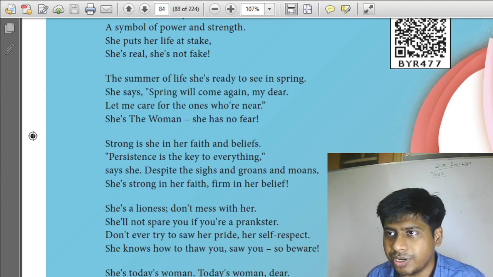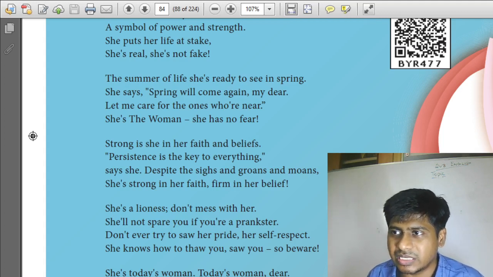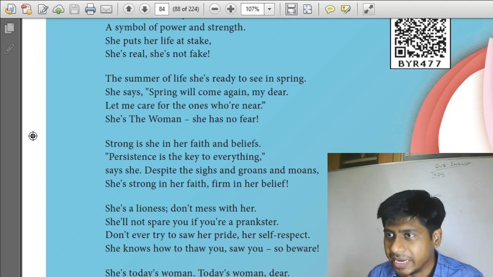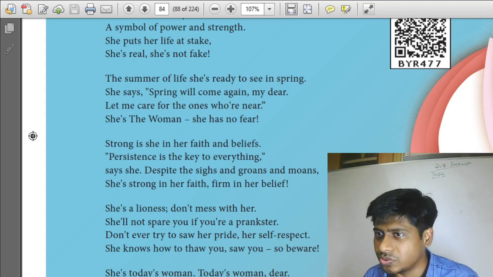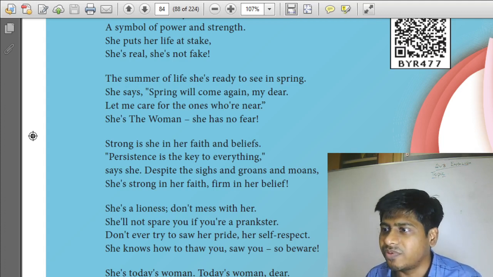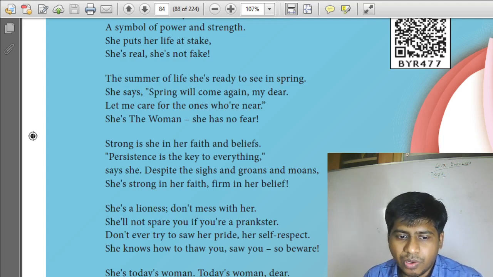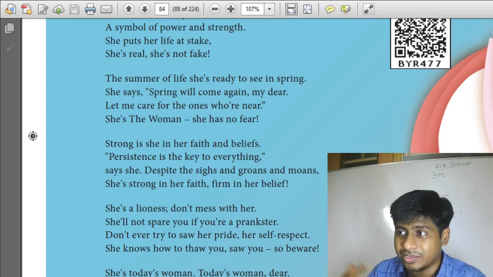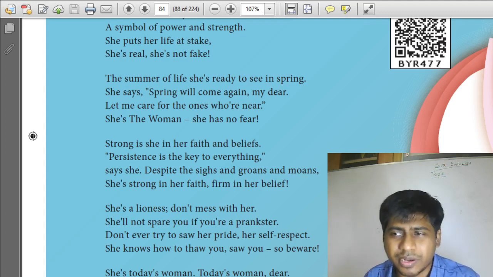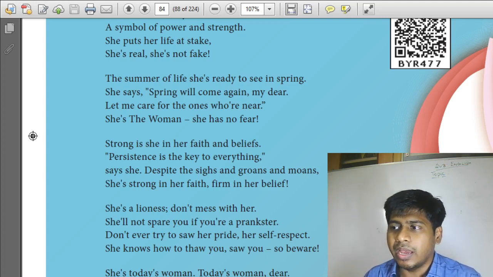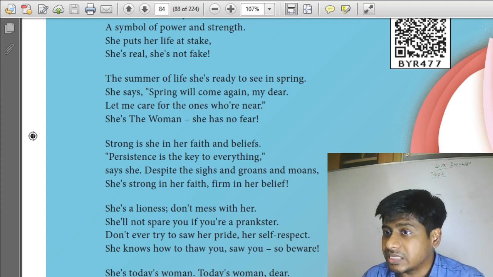Strong is she in her faith and beliefs. Persistent is the key to everything, says she. Despite the sighs and groans and moans, she is strong in her faith, firm in her belief. Strong is she in her faith and belief. Whatever her faith and belief, the summer of life or anything, the good days she experienced, she is very strong in her faith and belief. And persistent is the key to everything.